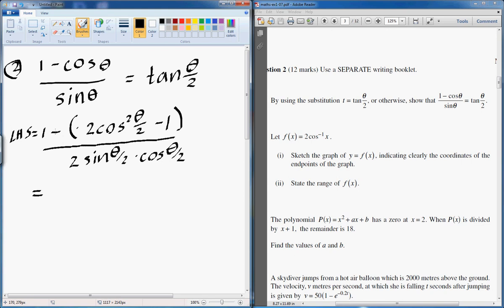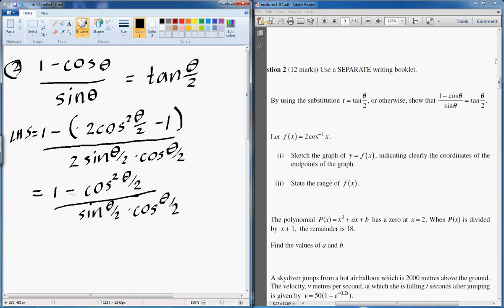Okay, so this 1, I have a minus 1, so it's a 2. And remember, there's a 2 all over, so I can probably just divide the entire equation by 2. So I end up with 1 minus cos squared theta on 2 all over sine theta on 2 times cos theta on 2. So all I did was divide top and bottom by 2, okay? Because 1 minus 1 becomes 2. So the top is going to be 2 minus 2 cos squared theta on 2, and the bottom is exactly the same. So all I did was take out the factor of 2.